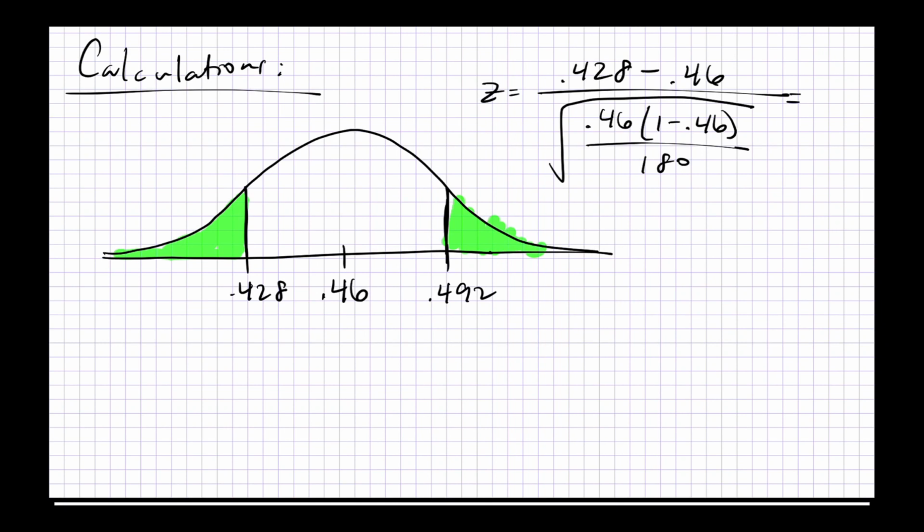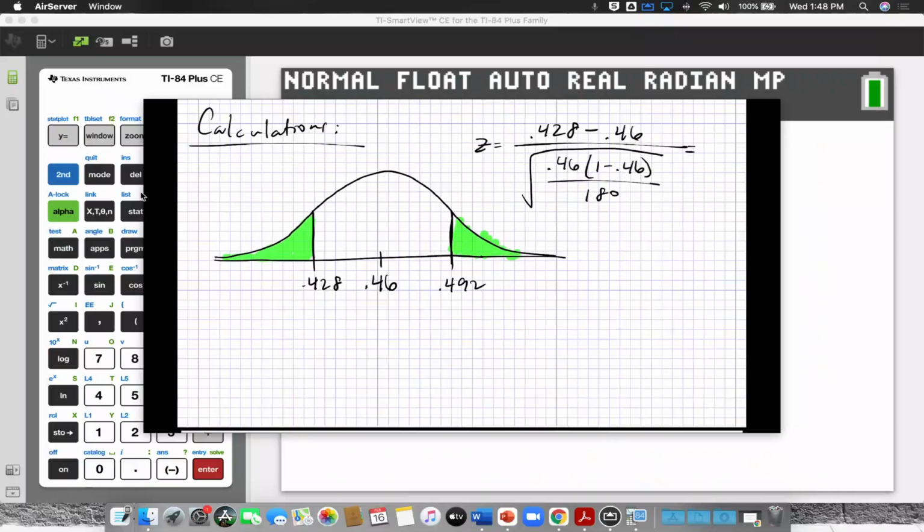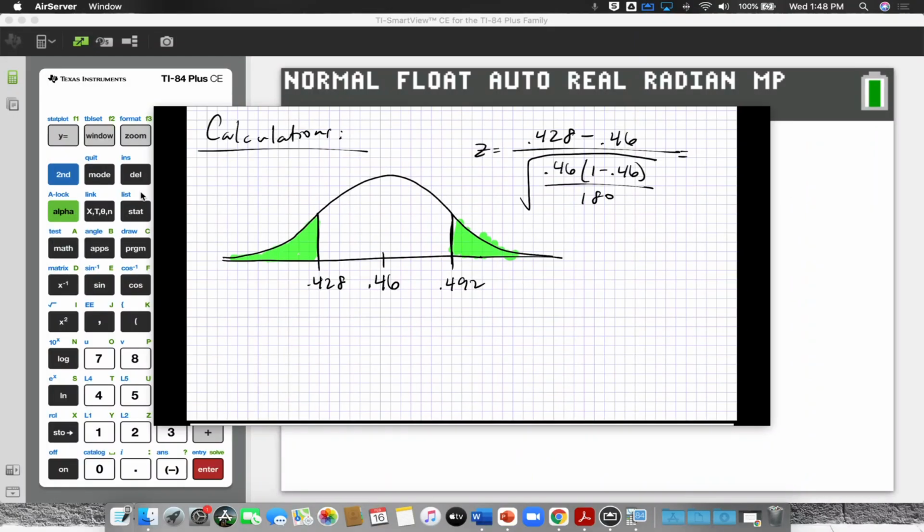So if you're going to use your tables, that's fine. Got to double it though, double the green, because you also have green on the other side. If you use the calculator, it'll do it for you. Okay? Both are okay. I don't mind which one you do. It's always good to use tables because you're going to need to know how to use the tables. But since you have the calculator, we can also use that as well. Okay? So let's go to the calculator.